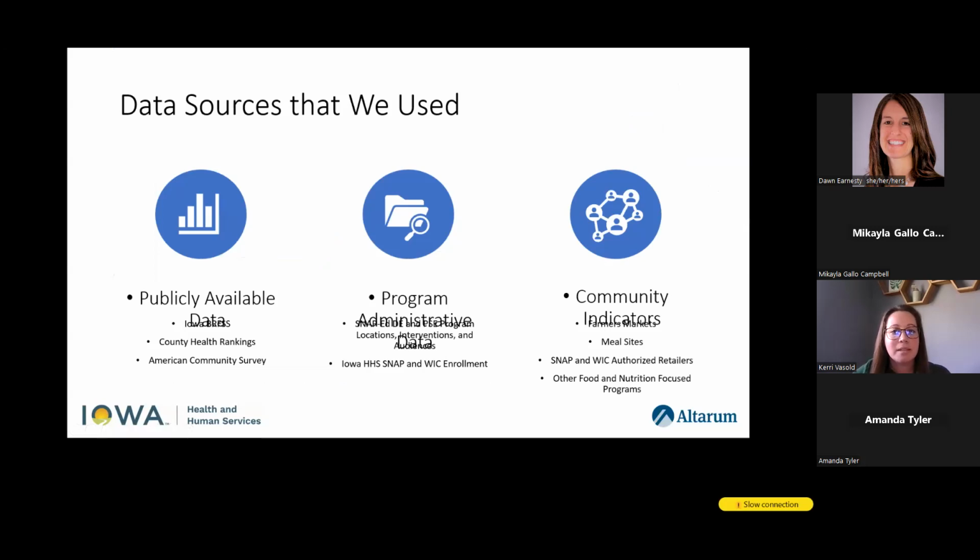Let's talk a little bit about the types of data that we used. We pulled in some publicly available data, like the Iowa BRFSS, County Health Rankings, and American Community Survey indicators. We're also able to incorporate some data sources on the program administrative side, which included the locations, interventions, and focus audiences for SNAP-Ed DE and PSE efforts. Additionally, we used Iowa HHS SNAP and WIC enrollment data. Lastly, we included a variety of community indicators to understand what resources and other programs are also happening in communities, including the number of farmers markets, SNAP and WIC authorized retailers, and other food and nutrition focused programs.